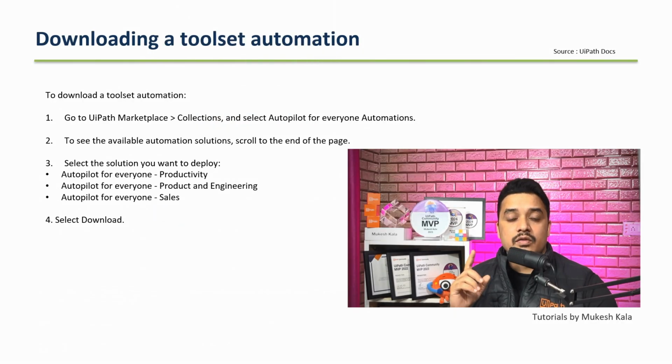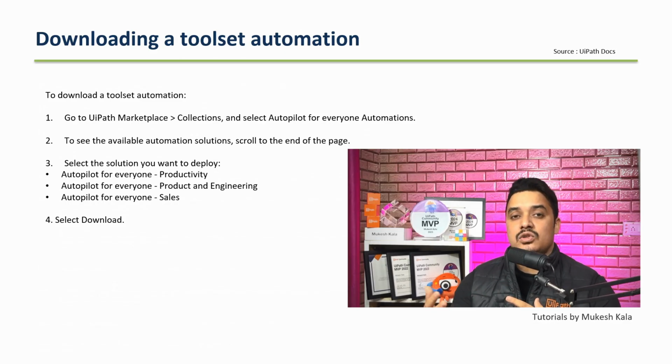Okay, so the first step is how and where do I download this toolset automation. For that, you simply have to navigate to the UiPath marketplace, and these are the steps which you have to follow. Let me quickly go back to my UiPath marketplace and I'll show you all these steps in a step by step manner, right?